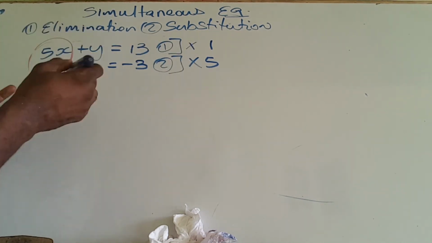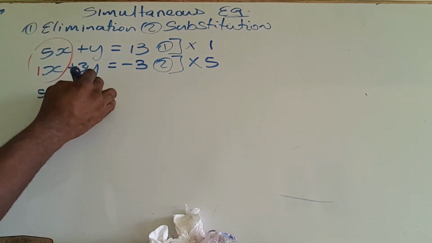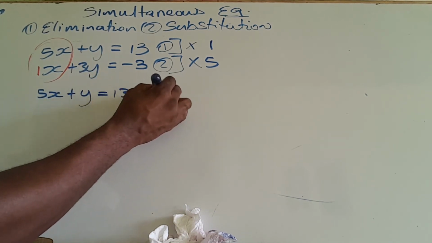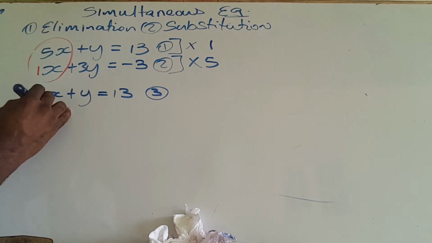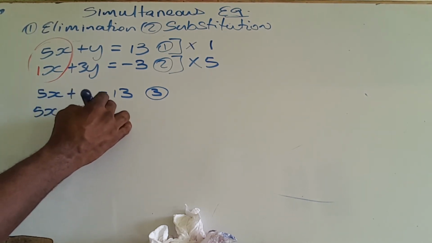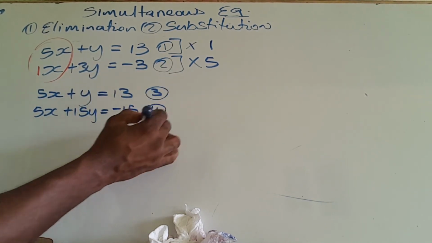Now we're going to create 2 more. 5 times x is 5x. 1 times y is y. 1 times 13 is 13. This is my third equation. 5 times x is going to give me 5x. 5 times 3, this is 15y. And this is going to give me -15. This is my fourth equation.